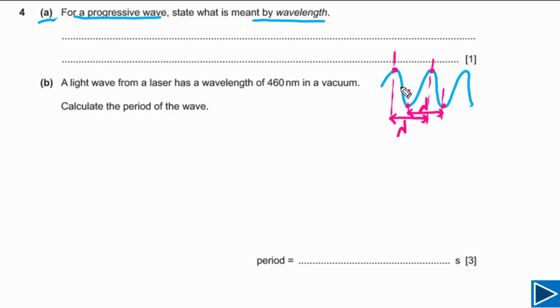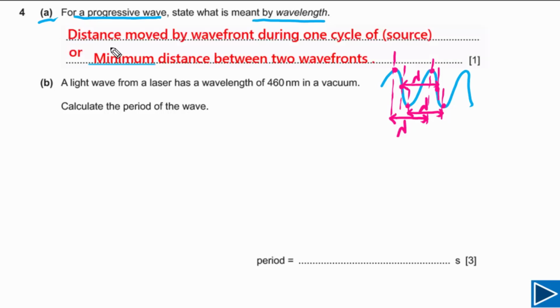We can also take any other 2 points. Let's say if we take this point on the wave and we take this point, the particles at these 2 points will also oscillate in phase. So the minimum distance between these 2 points is also equal to 1 lambda. This is how we can define wavelength. This is how you can write down your proper answer for this question.